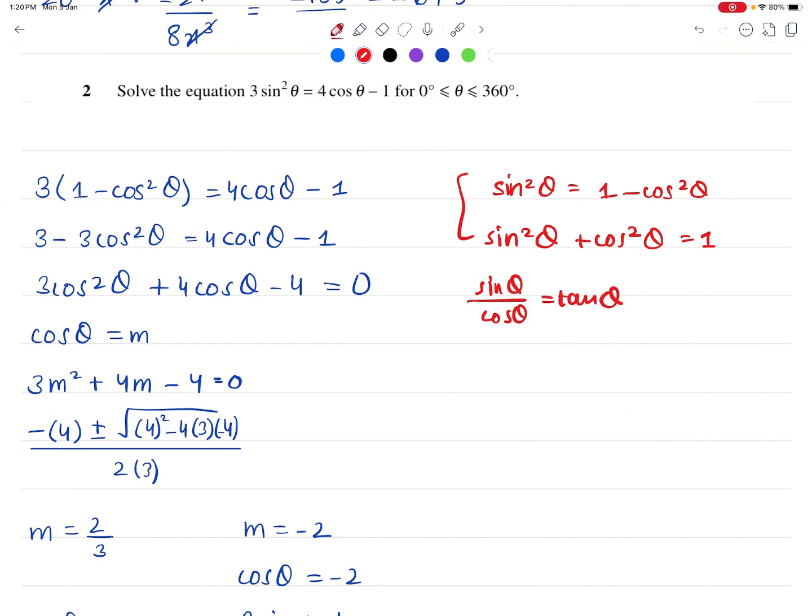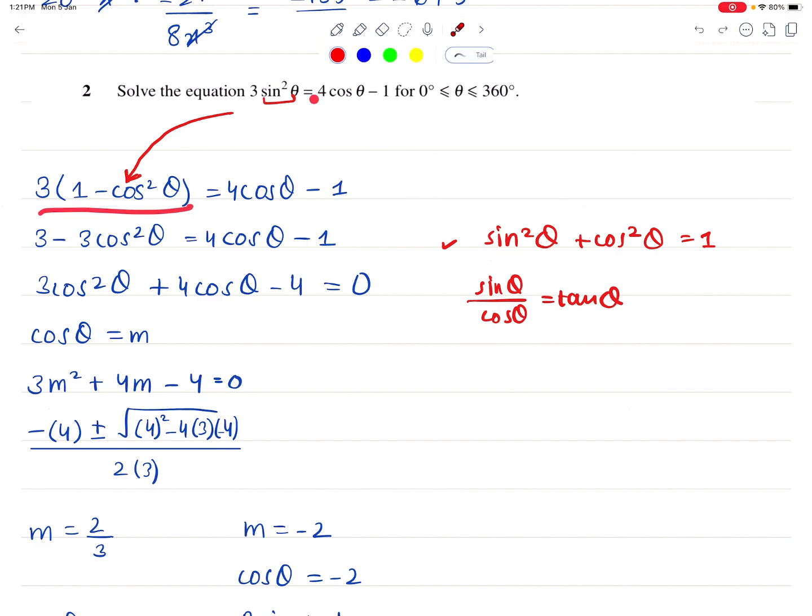In this question, in order to prevent confusion, I'll just erase this one. In this question, I'm going to be using this one. So I can say that sine square theta is equal to 1 minus cos square theta. So I basically just substituted the identity in place of this. So this will become 3 bracket 1 minus cos square theta is equal to this exact same thing.